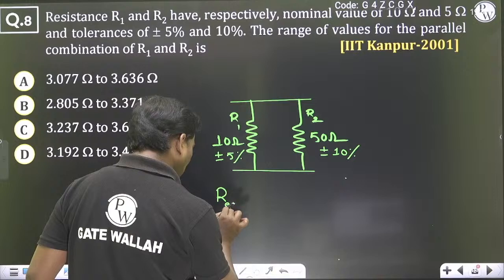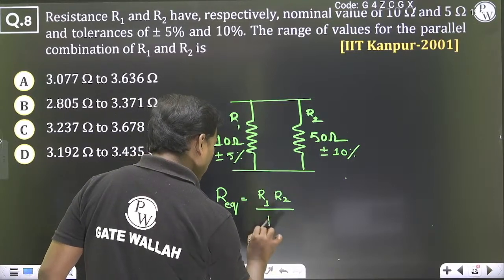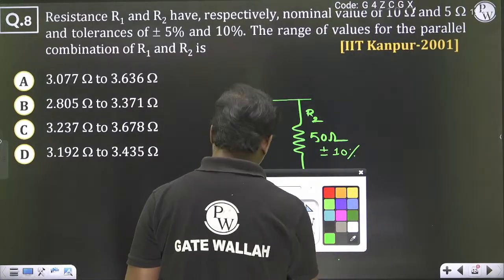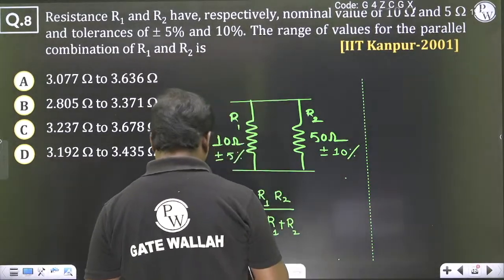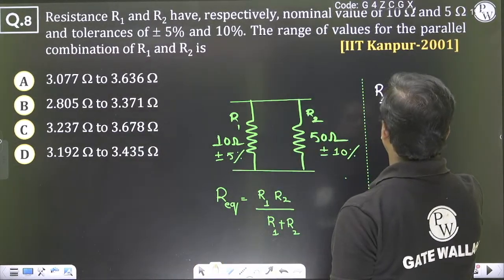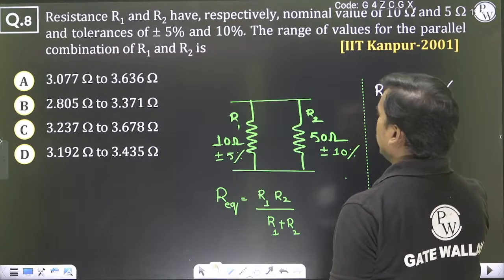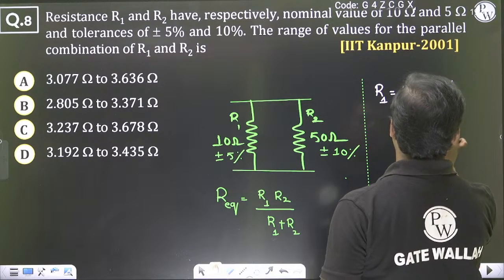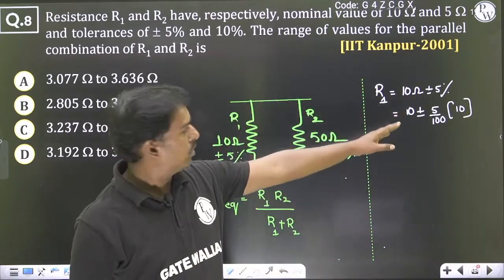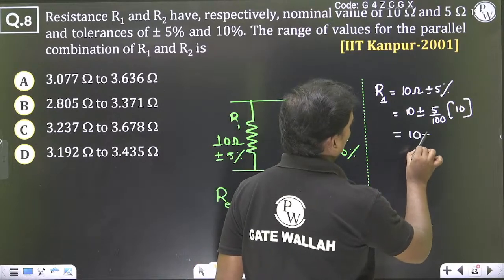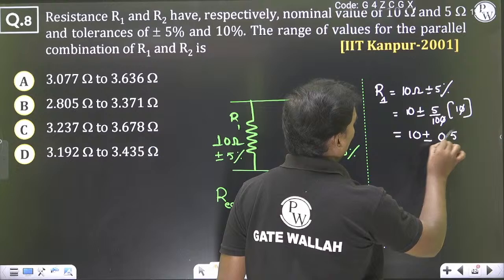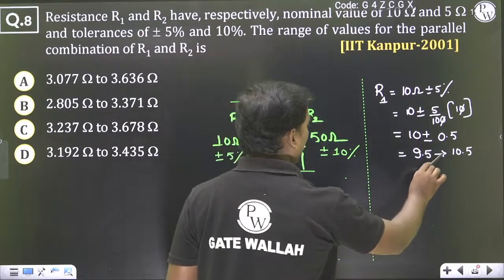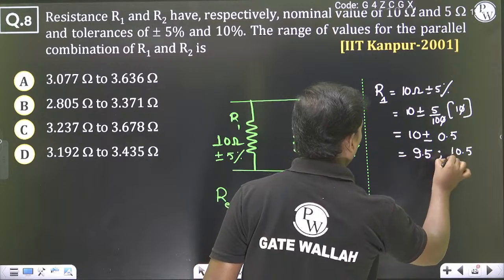So R equivalent will be what actually? That is R1 R2 divided by R1 plus R2. Everybody knows this one. Now if you see this particular value of R1, what is the R1 value? First let me write all the information. R1 is equal to 10 ohms plus or minus 5%. That means its value is 10 plus or minus 5 by 100 of 10. Am I right? So how much is it going to become? This becomes 0.5, so 9.5 to 10.5. I mean to say either it can become 9.5 or 10.5. Am I right or not?